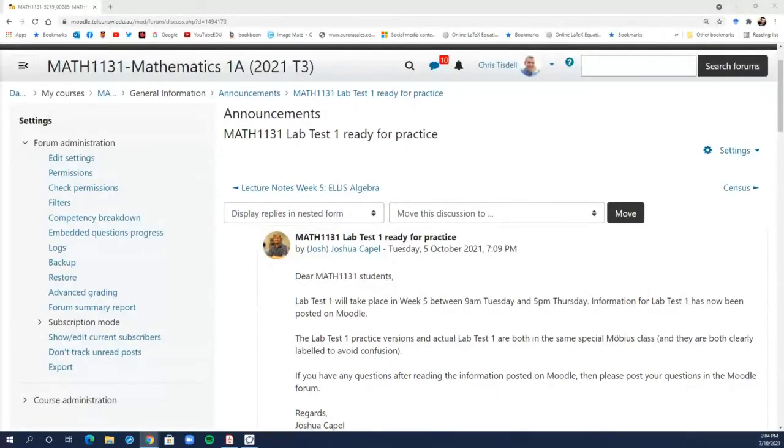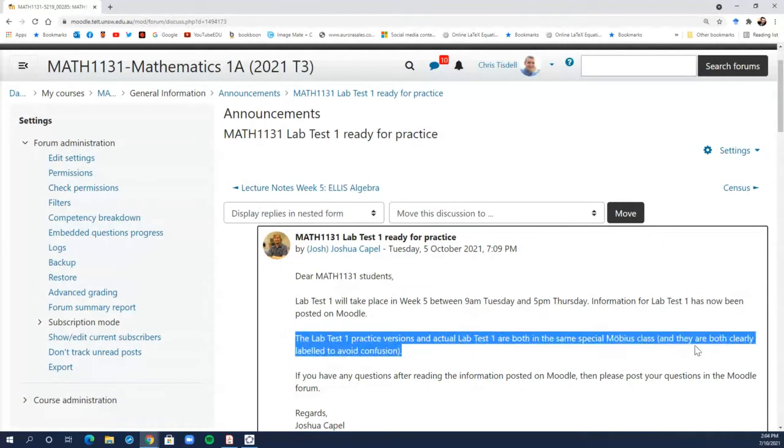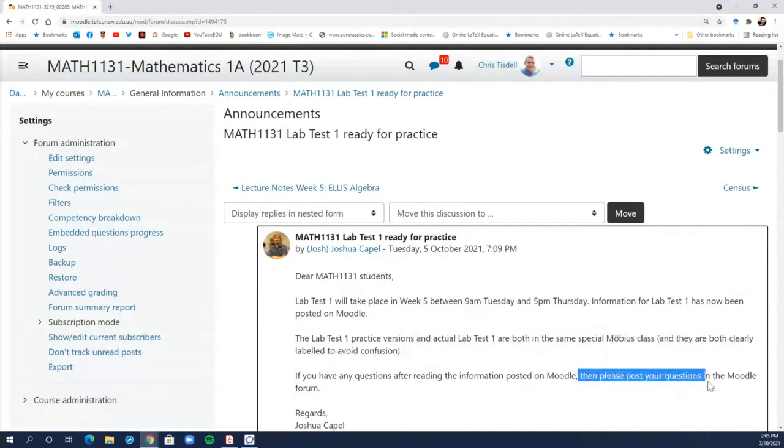Welcome back, everyone. The most important announcement this week is on the screen, Lab Test 1. Lab Test 1 will take place in week 5 during this window. Information is now on Moodle. And probably most importantly for you, the lab test practice versions are available. If you have any questions, firstly go and read the information for Lab Test 1 and try it. And if you have any questions, post them in the forum.